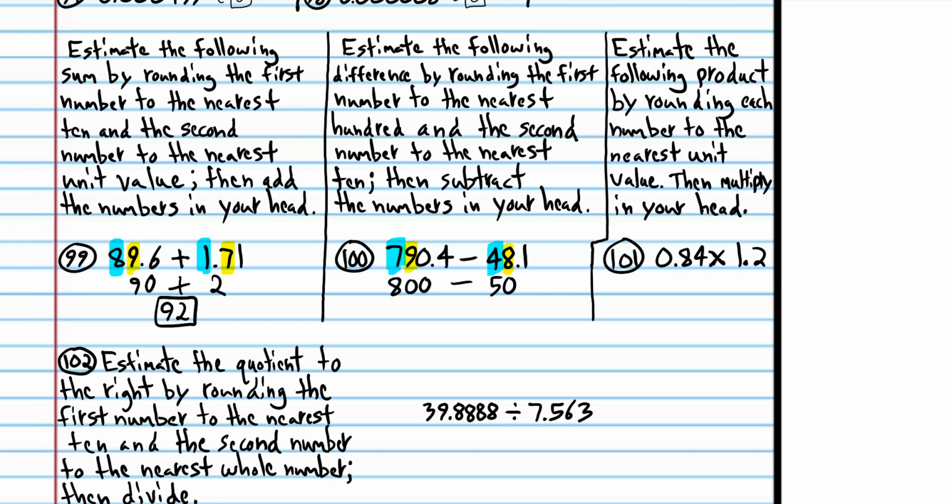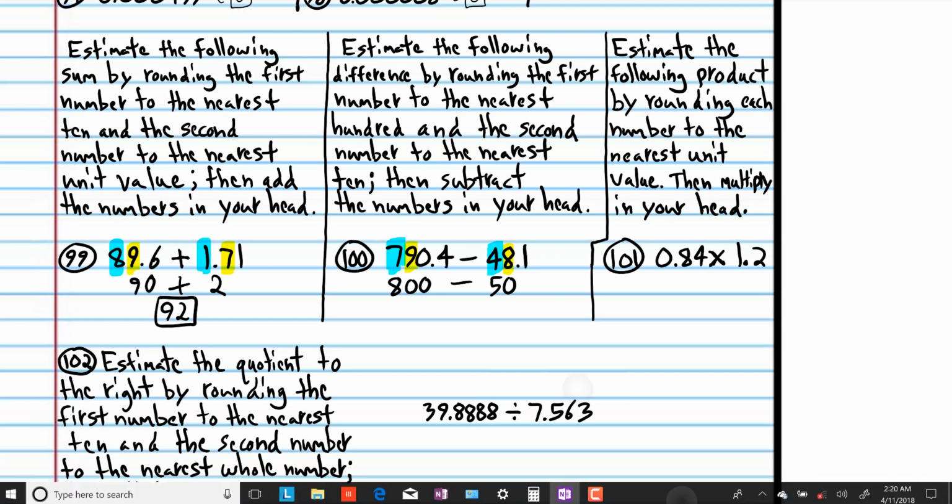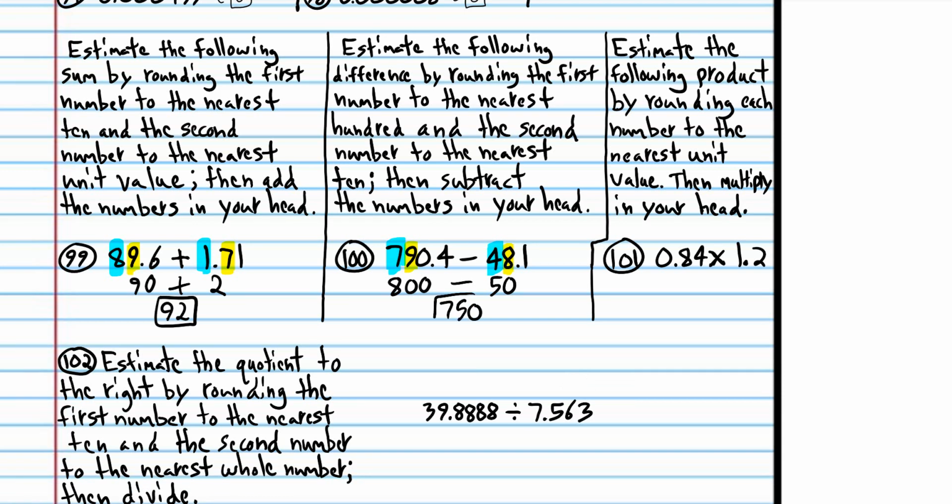So you can probably do that in your head. If you can't do it in your head, then just line it up vertically, but you really don't need to do that. 800 minus 50 is, what would that be? If you said 750, good job. Some people call that mental math when you do it in your head. We haven't really done a lot of that, but you need to start getting used to that.